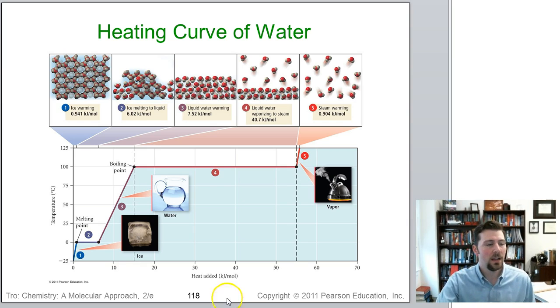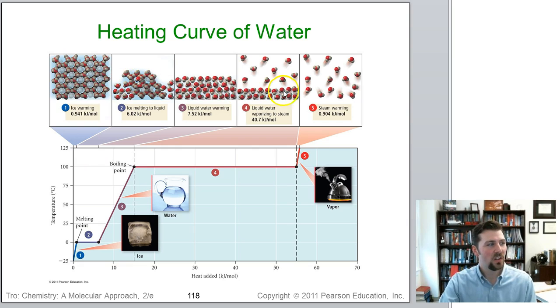Okay, so we're starting out with ice that has to warm up, then ice that has to melt to the liquid, then liquid that has to warm up here in section 3, and it will warm up to its boiling point where it will vaporize and turn into steam, and then we're going to warm that steam up to whatever final temperature we desire. Okay, so here's the heating curve, and we have the heat added per mole, and we have the temperature change that's experienced.